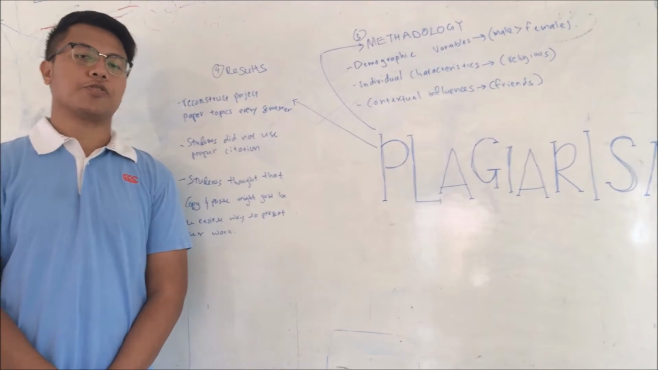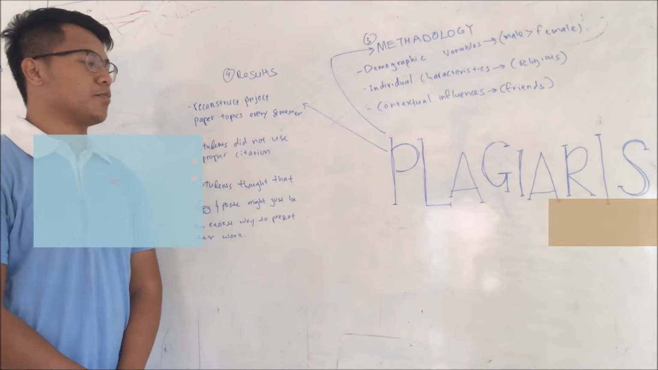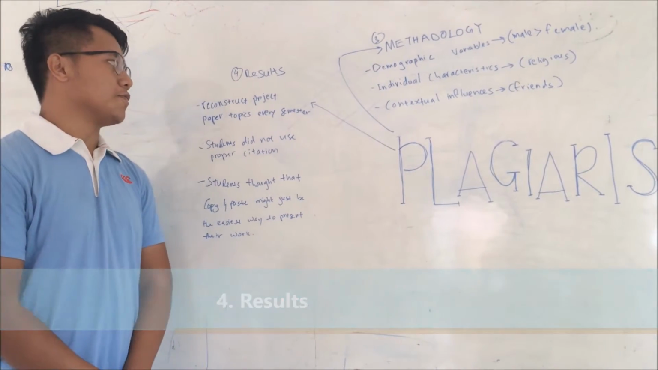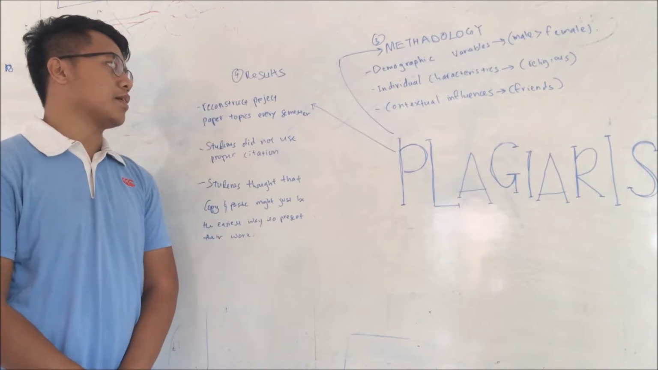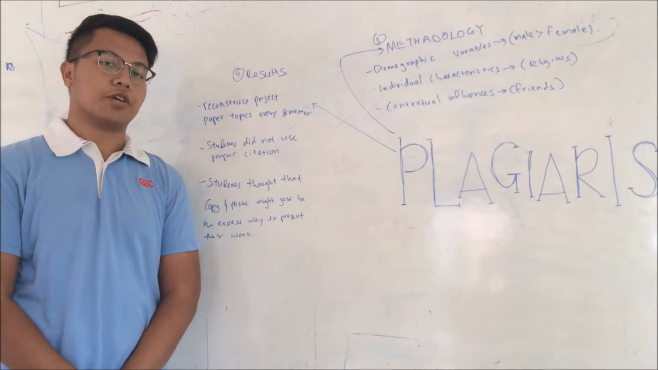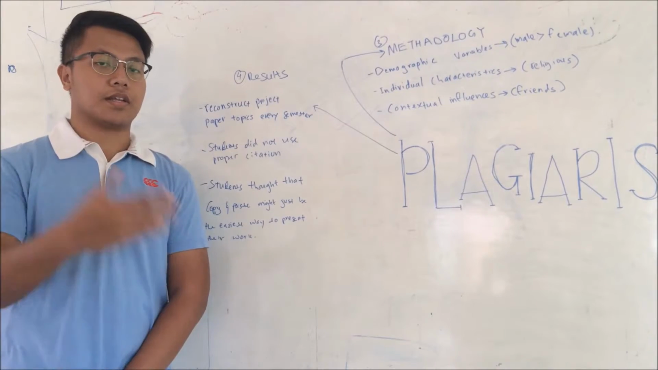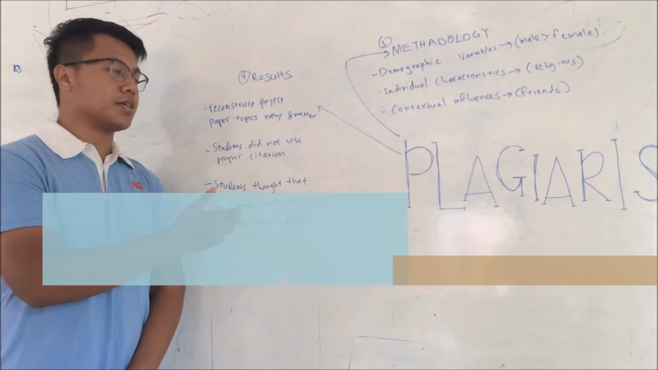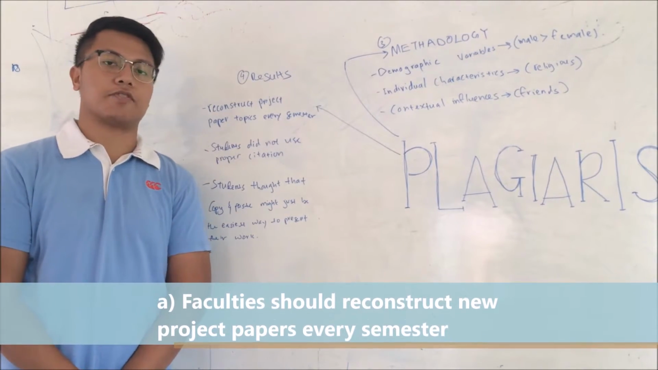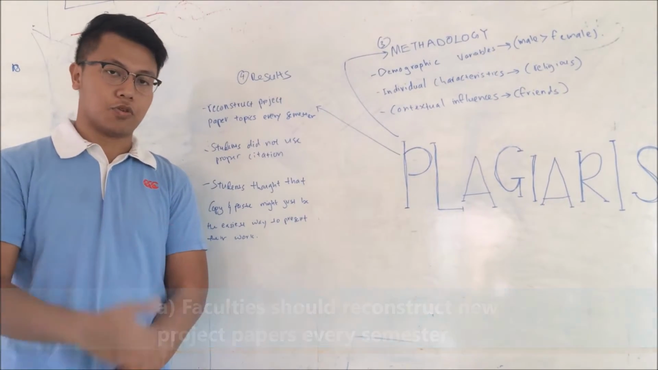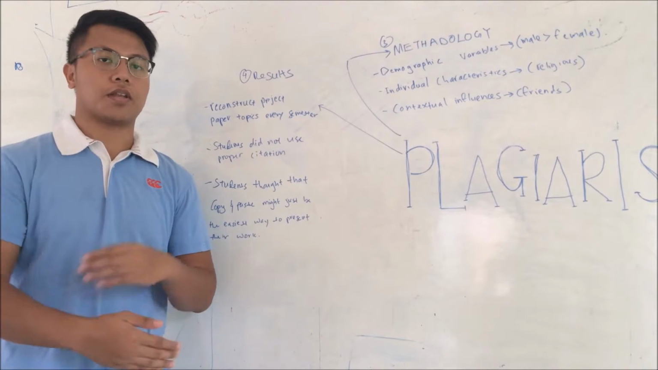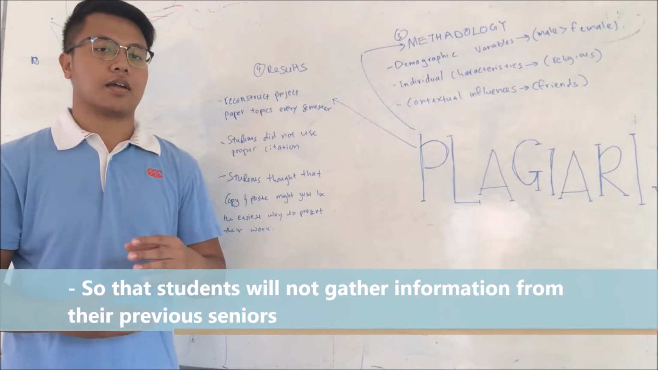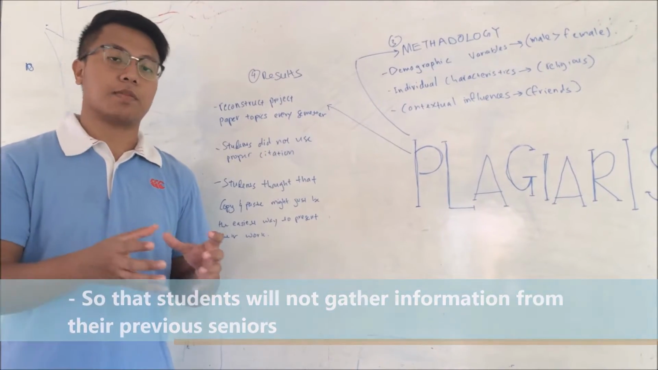So we'll be moving on to the fourth theme, that is results. Based on the methodology that we've discussed, the first main point here is that in order to avoid plagiarism occurring in the next course, the main problem is that the course didn't reconstruct project level topics every semester. What they need to do is to recreate a new topic for each semester in which students will not gather information from what has been done by their previous seniors.